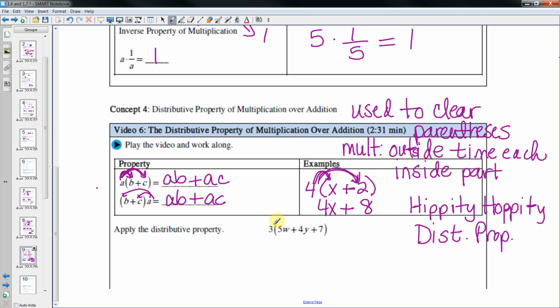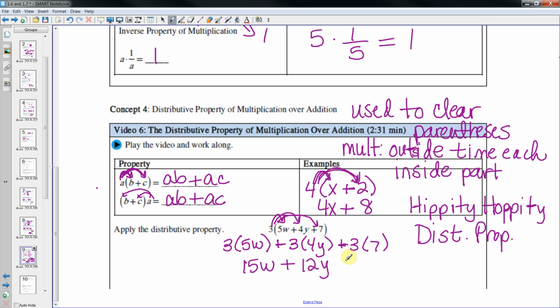We're going to hippity hoppity distributive property. The 3 times the 5w. And I'm going to write this out so you can see exactly what I'm doing. Sometimes you're going to start doing this in your head a lot probably. Then I've got 3 times a 4y, and this is all positive, so I'm writing positives in between. And then a plus 3 times 7, and then you simplify it. So 3 times 5w gives me 15w, plus 3 times 4y gives me 12y, plus 3 times 7 gives me 21. Hippity hoppity distributive property.